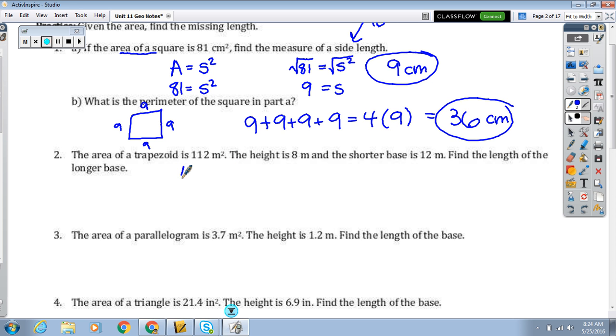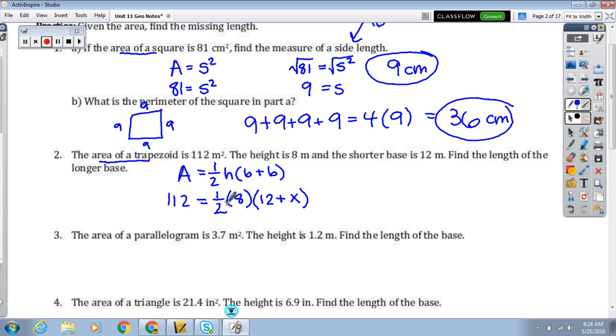So once again, the place where I'm going to start is by reading trapezoid area. So I'm going to go look at my formula sheet, write down that formula. I'm going to plug in what I know and solve for what I don't. So they're telling me the area is 112. So wherever I see A, I'm going to put 112. They're telling me the height is 8. So wherever I see this H, I'm going to put an 8 instead. And then the shorter base is 12, find the length of the longer base. So I know one of them is a 12, the other one I'm going to call X. And now I've got to solve this thing.